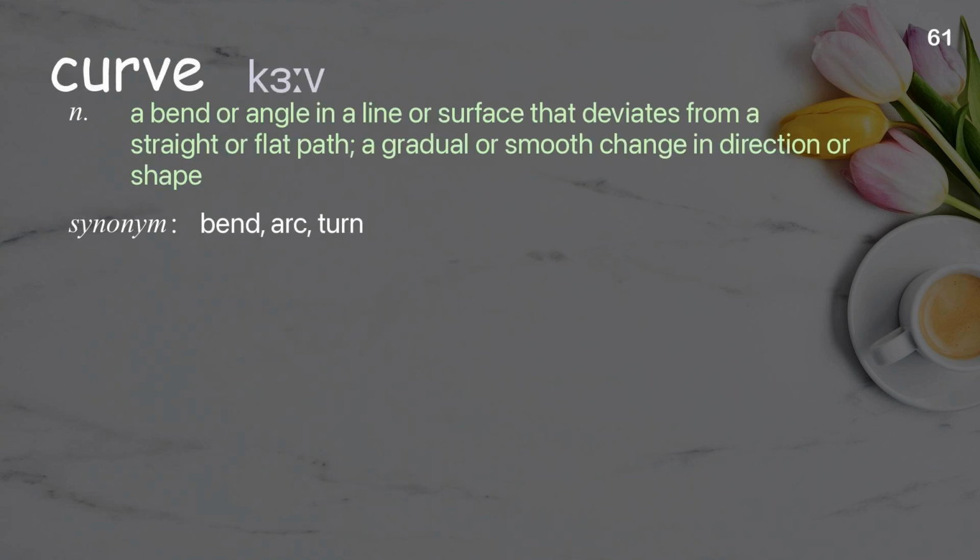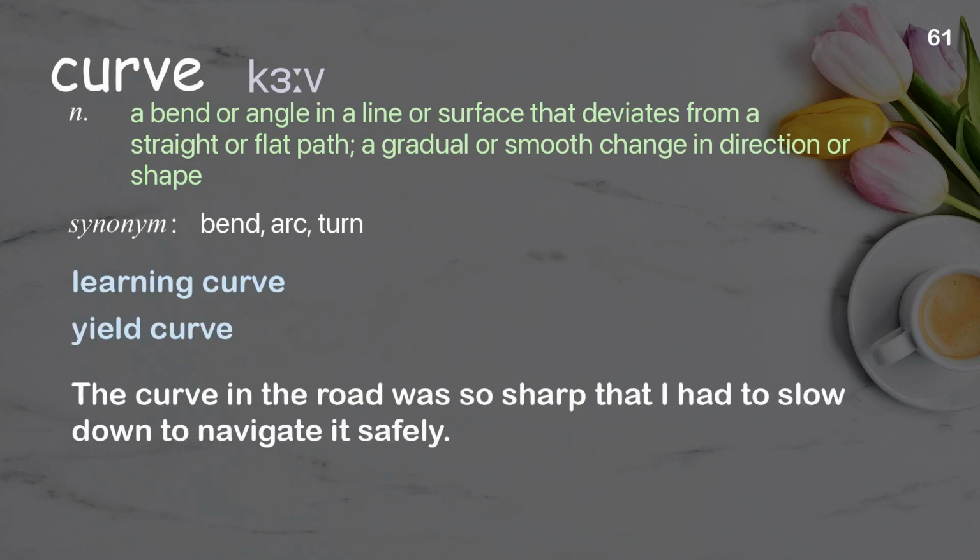Curve. A bend or angle in a line or surface that deviates from a straight or flat path, a gradual or smooth change in direction or shape. Examples: Learning curve. Yield curve. The curve in the road was so sharp that I had to slow down to navigate it safely.